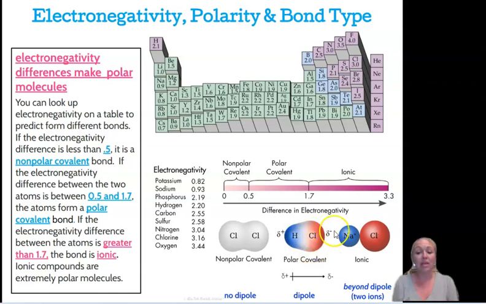Fluorine tends to hold on to more of the electrons, and hydrogen tends to be more positive and not hold on to those electrons. That's what we call a dipole. If we have a dipole, that's a polar covalent bond. We'll look at how to identify that.